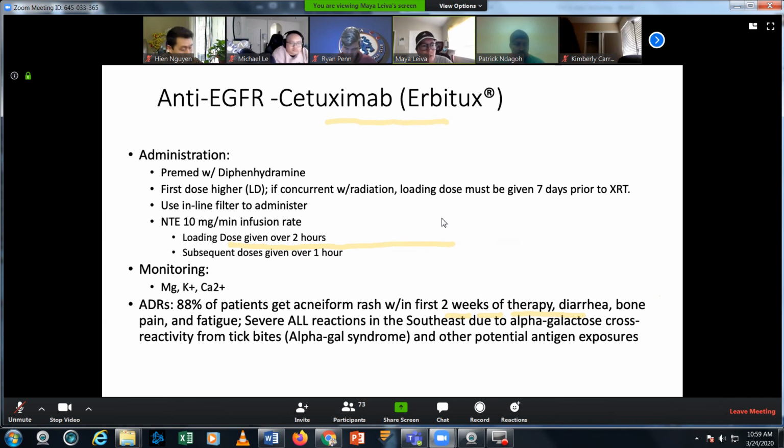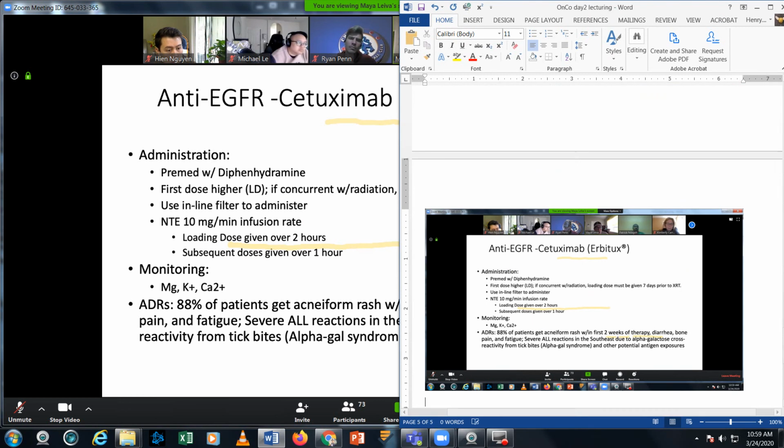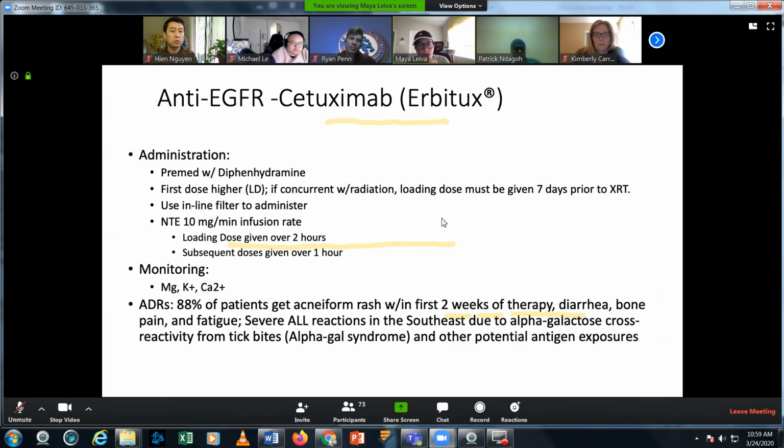All right, and just quickly about Erbitux. I mentioned it's an anti-EGFR. This guy we have to pre-medicate because you see the X there, that's chimeric, right? Whenever we see chimeric, that often means you have a much higher risk of reaction. Really interesting thing about this guy: first of all, we do a loading dose. The first dose is higher, and if it's concurrent with radiation, we have to give the loading dose 7 days prior to radiation therapy to give the body a chance to really have that synergistic effect. And we notice that patients have a lot of magnesium wasting, potassium wasting, things like that, so we want to monitor for that while they're on therapy.